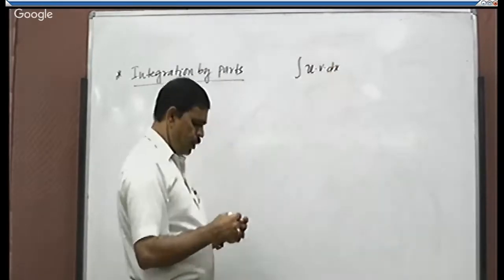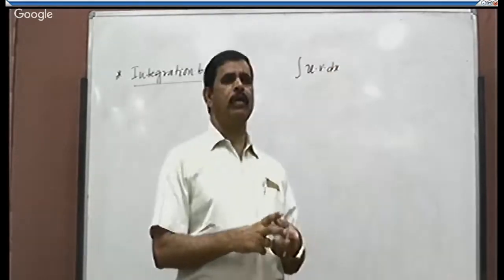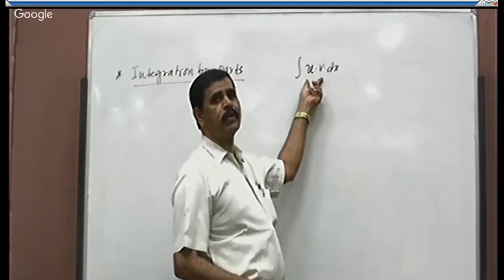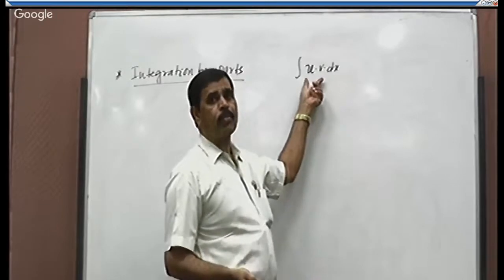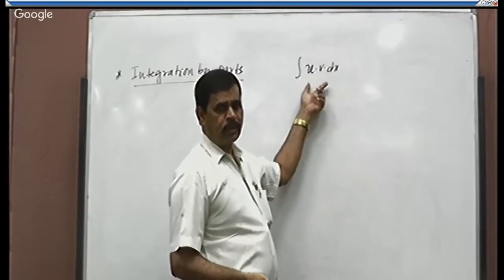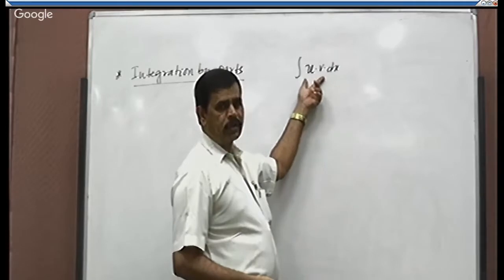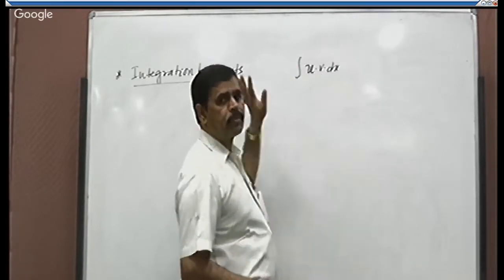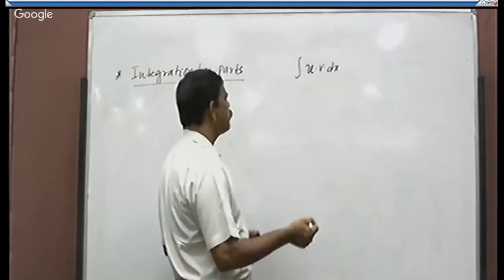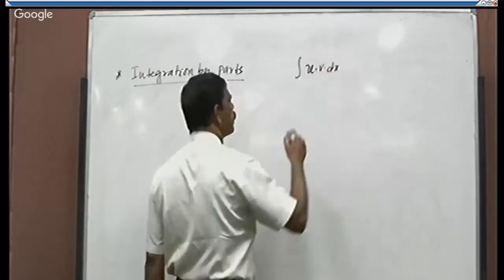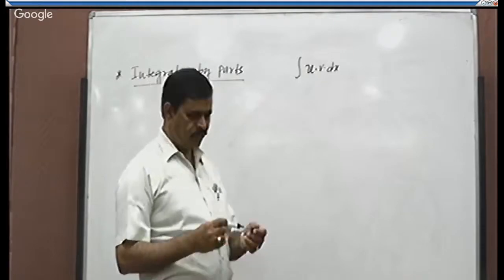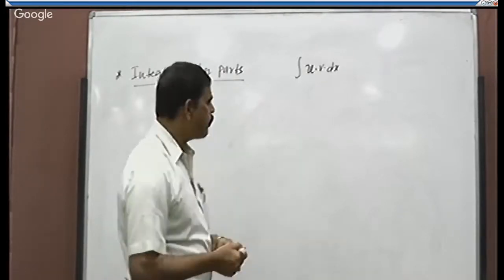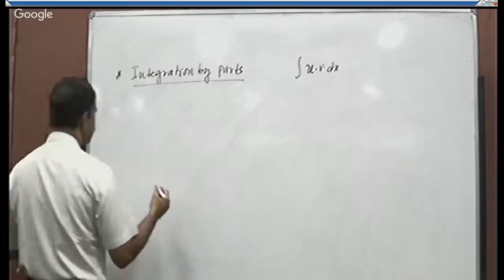We don't have a product rule, but if two x terms are two functions of x, and they are in product form, then we can integrate this using integration by parts. So these two x terms will be considered as one is the first term, the other one is the second term. Then we have a formula. The derivation is not required.